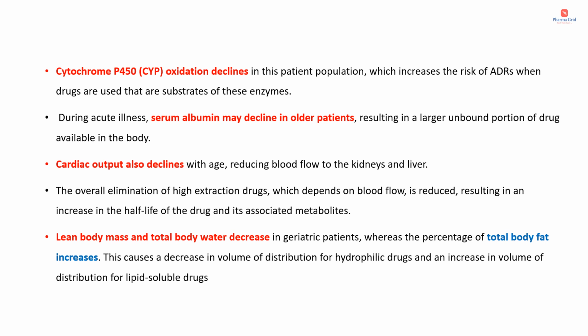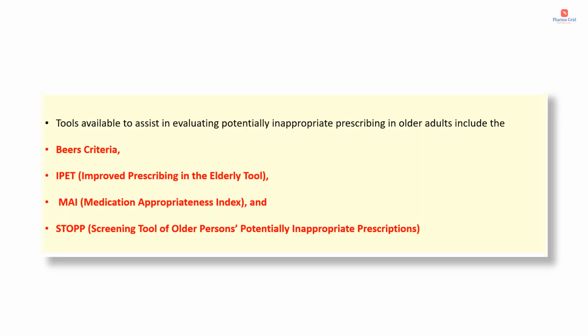Lean body mass and total body water decrease in geriatric patients, whereas the percentage of total body fat increases. This causes a decrease in volume of distribution for hydrophilic drugs and an increase in volume of distribution for lipid-soluble drugs. Tools available to assist in evaluating potentially inappropriate prescribing in older adults include the Beers criteria, the improved prescribing in the elderly tool, the medication appropriateness index, and STOP, that is, screening tool of older persons' potentially inappropriate prescriptions.